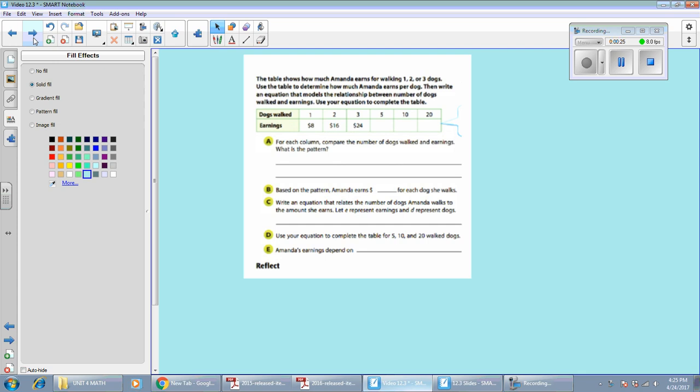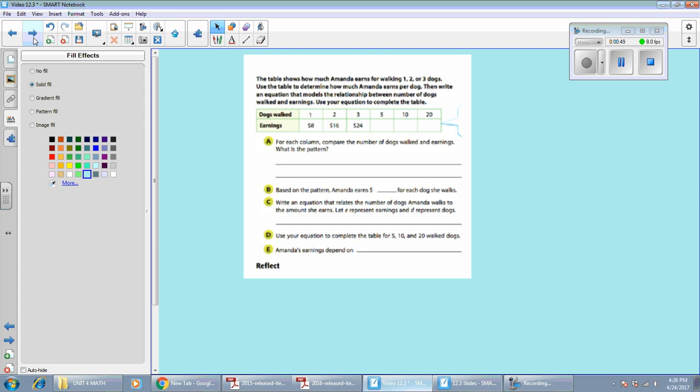The table shows how much Amanda earns for walking 1, 2, or 3 dogs. Using the table, determine how much Amanda earns per dog. Then we're going to write an equation that models this relationship between the number of dogs walked and the earnings, and use your equation to complete the table.